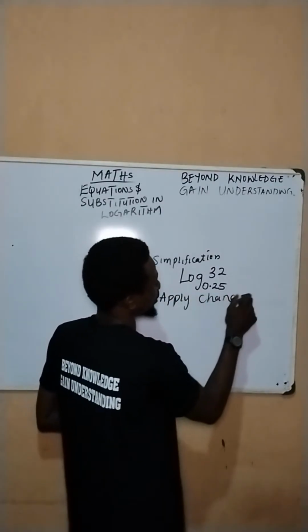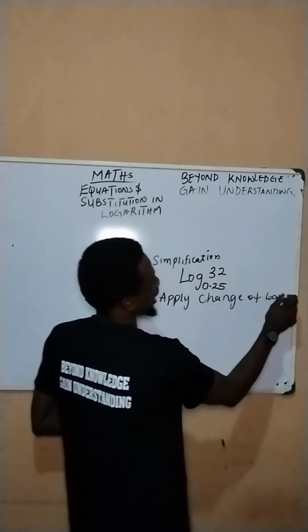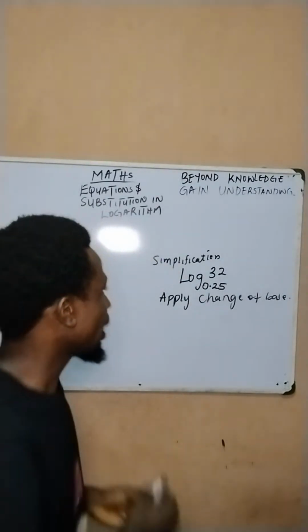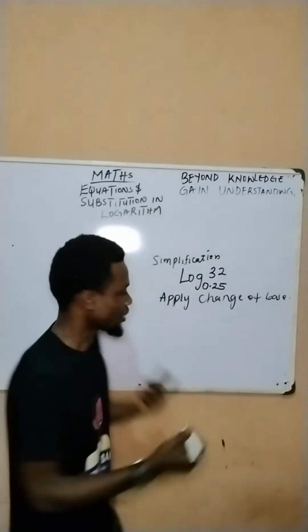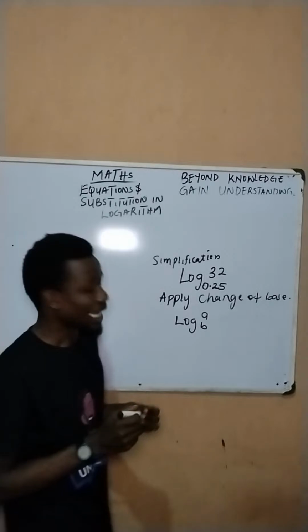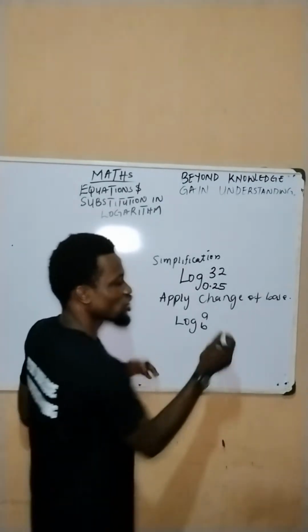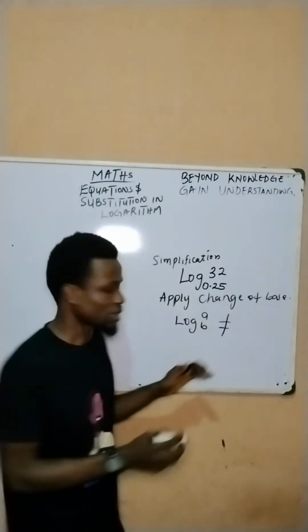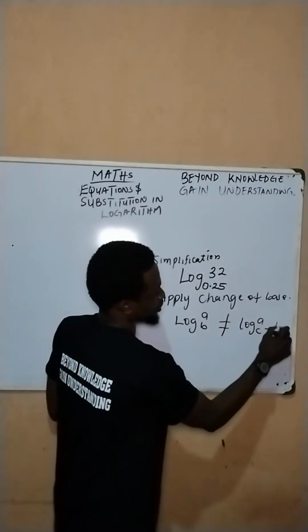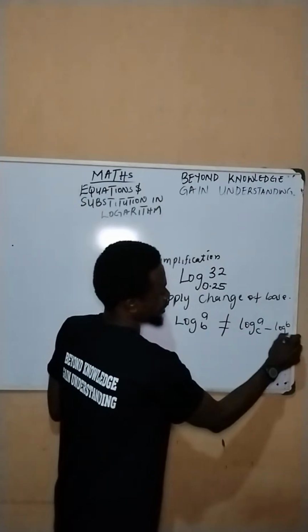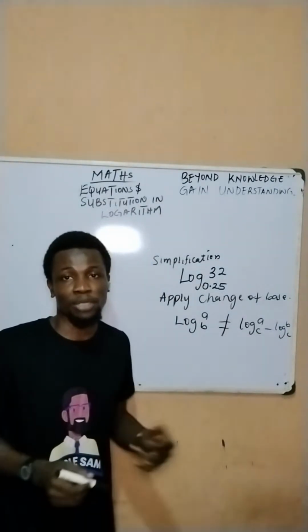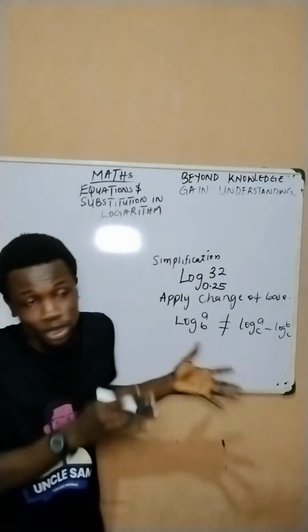change of base, and this is where I made a bit of error in my calculation. The concept of change of base, if I have an expression log a base b and I want to apply change of base, it is not equal to, pay attention, it is not equal to log a base c minus log b base c. No, it's not equal to this. This is wrong. This is actually what I used in solving the problem, and it's actually wrong because I'm not supposed to do that.